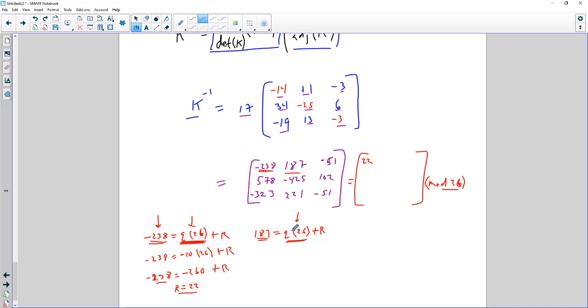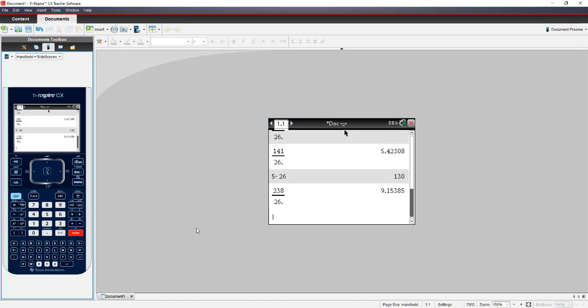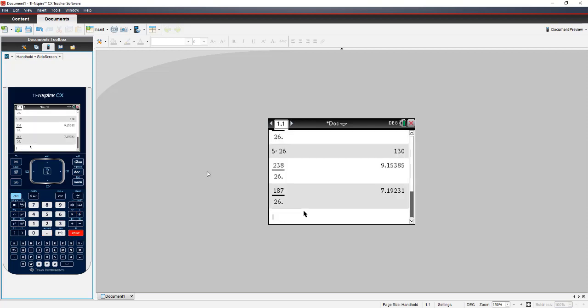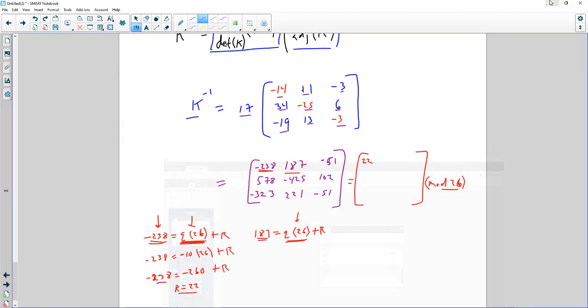So here, though, I'm just going to divide 187 by 26. And that's going to be 7.19. So I'm just going to multiply the 7 by 26 right here. I'm going to call this Q a 7, times 26 plus R. This is 187.